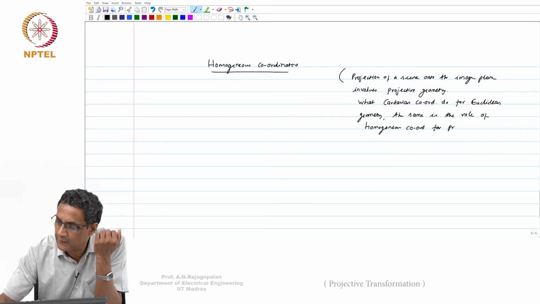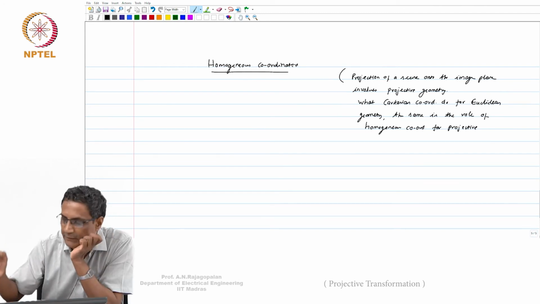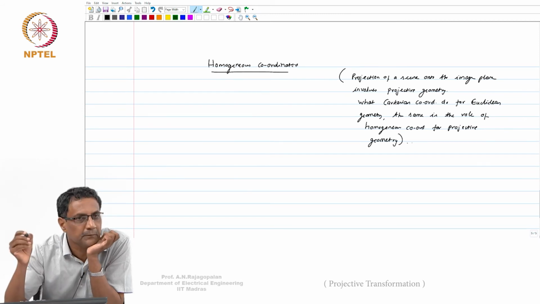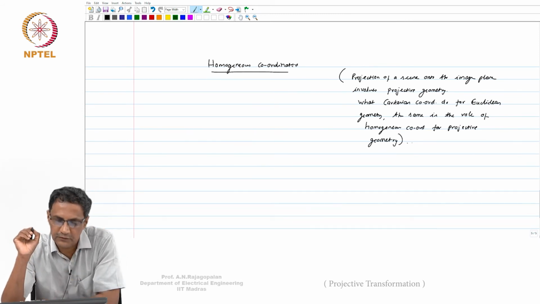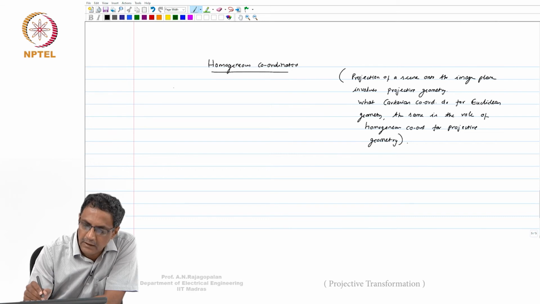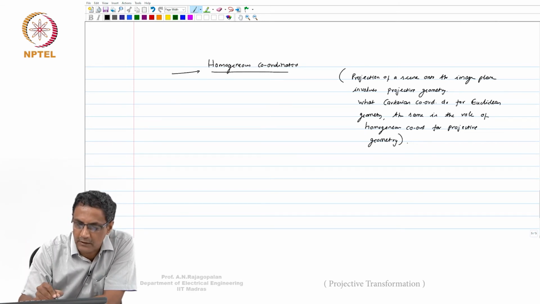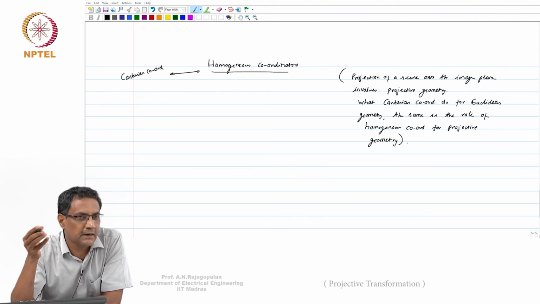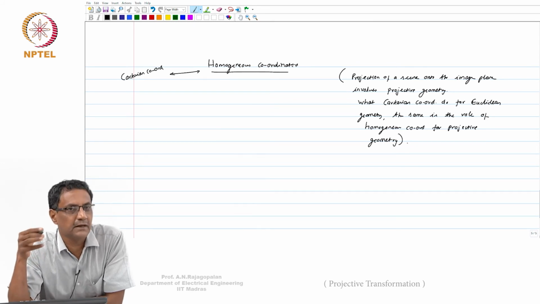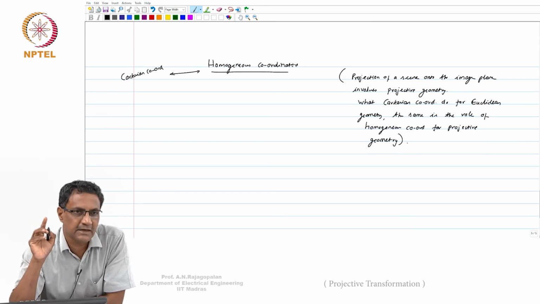Now our idea is not to go into the complete details, because projective geometry is a whole subject by itself, but we would just like to borrow important things from there. When you say homogeneous coordinate, what it actually means is, you can always go back and forth between a homogeneous coordinate and a Cartesian coordinate. If you have a Cartesian coordinate in an n-dimensional space, a homogeneous coordinate is simply an extension of the Cartesian coordinate to an n+1 dimensional space. It just adds one extra dimension.